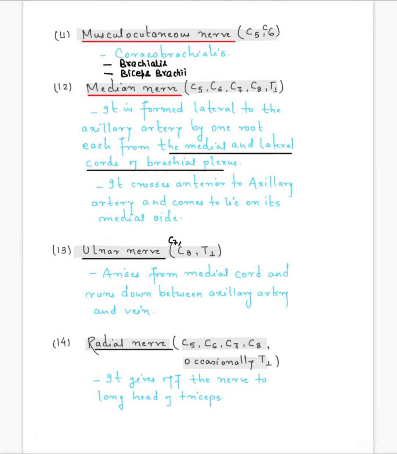Now coming to the musculocutaneous nerve. We said this supplies three things, that is CCB, BBC: brachialis, biceps brachii and coracobrachialis. The root value of the musculocutaneous nerve is C5, C6. Median nerve: the root value is C5 to T1, because it comes from the medial root and the lateral root, and they combine. This is important. Then the ulnar nerve is C7, C8 and T1.